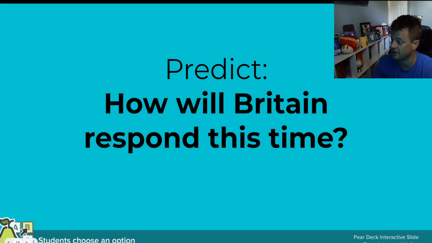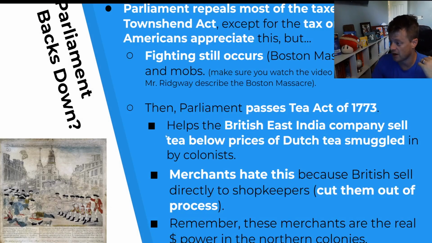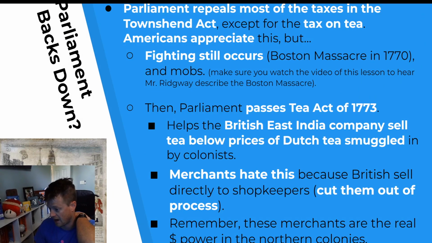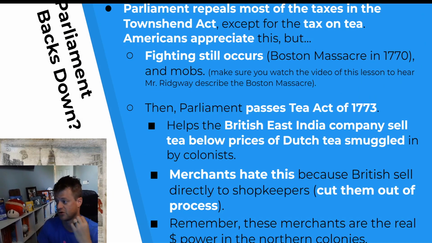So how does Britain respond to all this? And this one, for a lot of people, is a bit of a surprise. You might think Britain's going to crack down even harder. But this is where Britain actually does back off quite significantly after the protests on the Townshend Act. Parliament does repeal most of the Townshend Act, okay? Except, significantly, the tax on tea, okay? Now, colonists appreciate this, but it's not like everything just goes all the way down to a base level of tension.